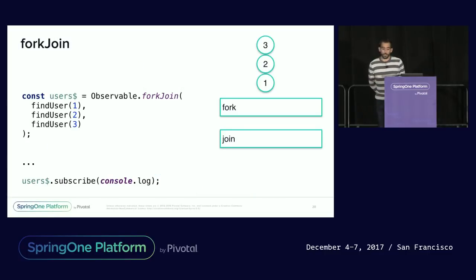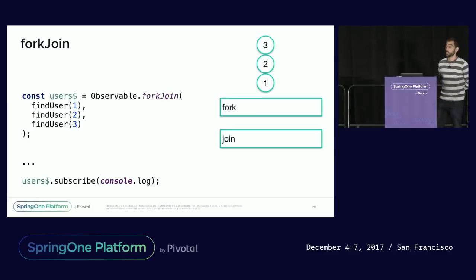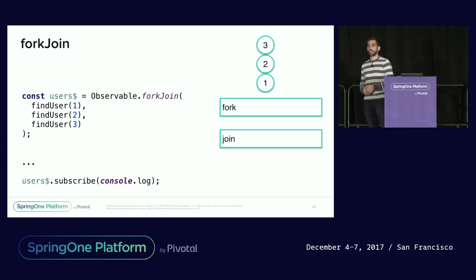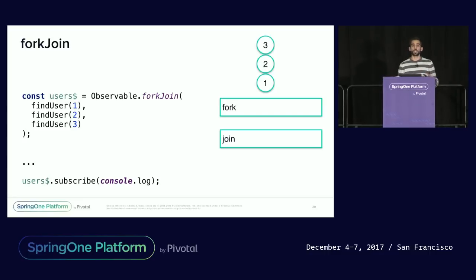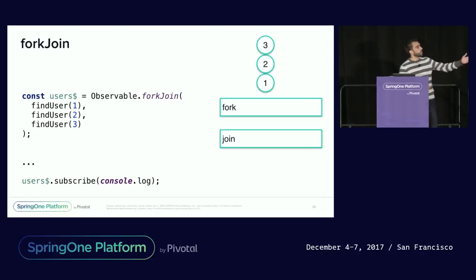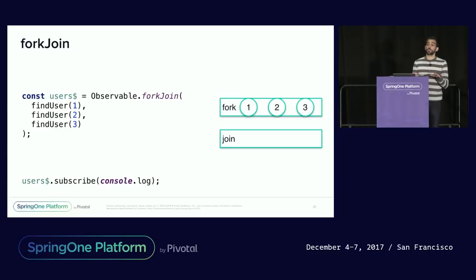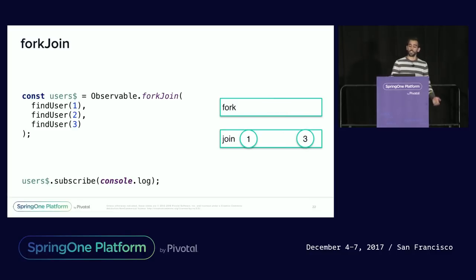Fork join. This will allow us to run different observables, different streams, in parallel. Let's imagine that I have to do 3 different HTTP requests, and I don't want to wait for the first one to finish to start the second one. I want to issue them in parallel. I can use fork join. So we can use Observable.forkJoin and define the different observables, and it's going to fork them, run them in parallel, and wait until all of them have finished. Maybe the first one finishes first, and the third one finishes afterwards, and we're going to wait until everyone is done.